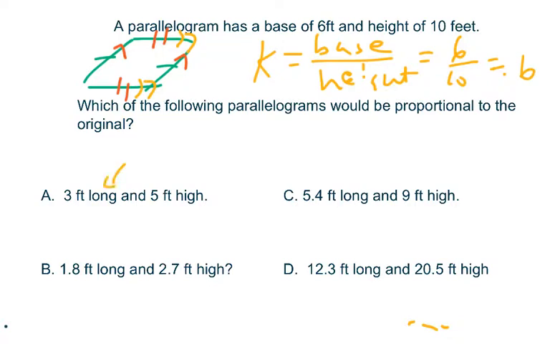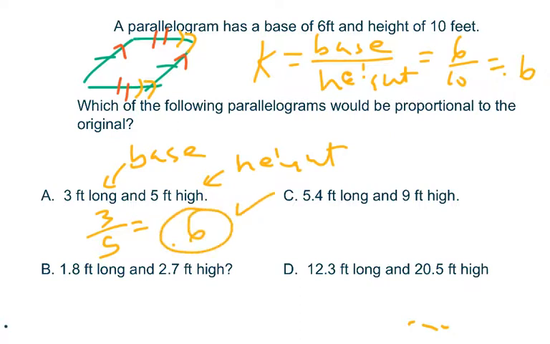If you see the word long, that could just be another word for base. And if you see the word high, that's basically another word for height. So you take your base, 3 over 5, and if you divide that, you get 0.6. So that's a good one. Let's do B. You have 1.8 divided by 2.7. Let me take a calculator and do this real fast. 1.8 divided by 2.7, and you get 0.666, basically it repeats. 0.666 is not the same as 0.6, so this is a no-go.